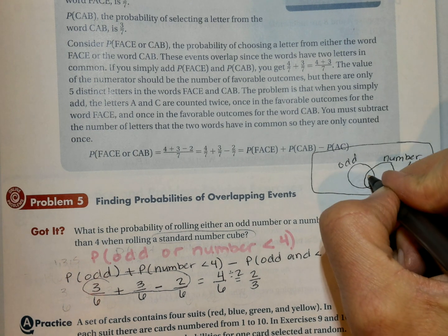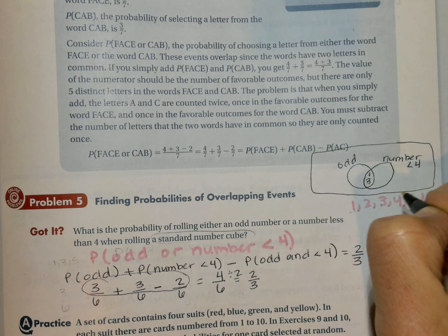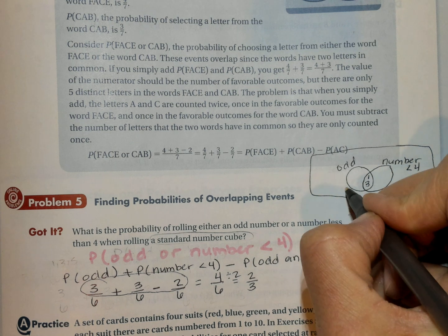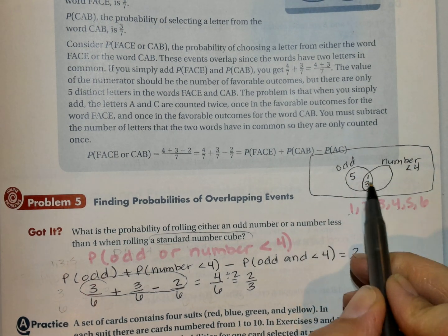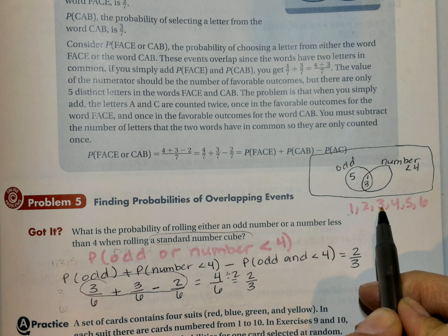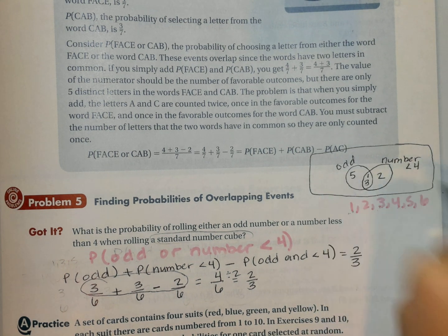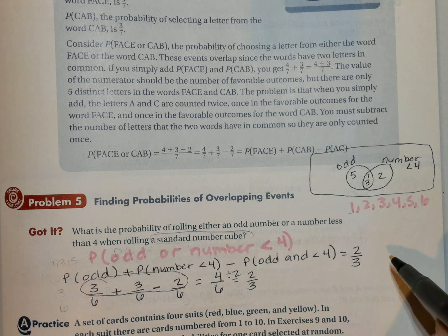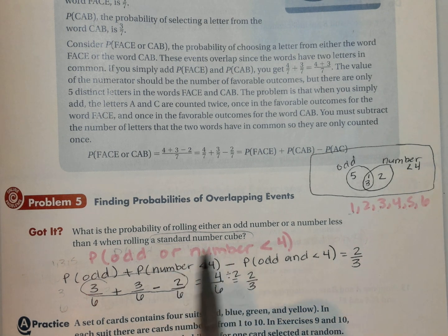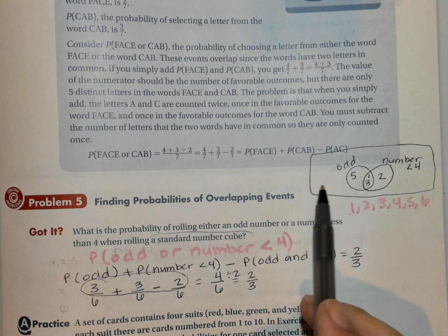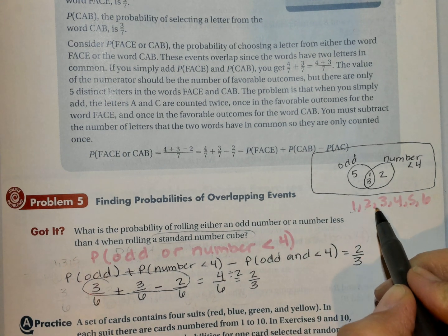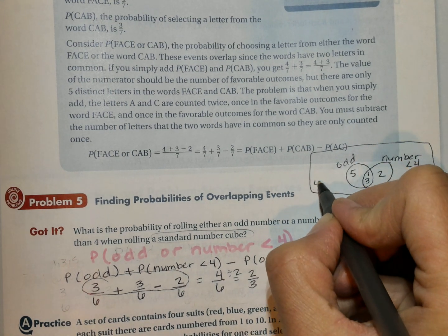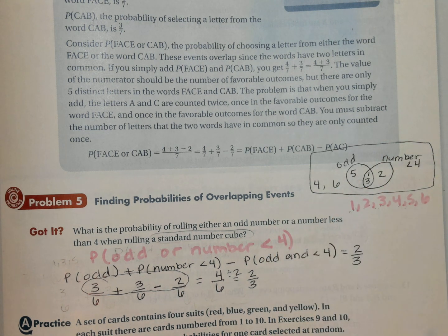So my 1 and 3 go in the middle, but my other odd number would be 5, and that goes there. And then numbers less than 4, well, I already have 1 and 3, but there's also 2. 2 would go here. All of the numbers that don't satisfy odd or number less than 4 go out here, which we call the universe. So I have my 1, 2, 3, and 5, and I have 4 and 6 out there.